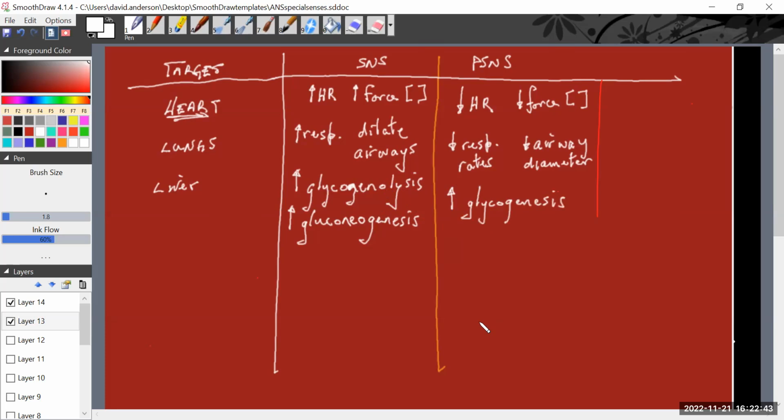Glycogenesis. Do you guys remember these terms? I mean, you don't really remember the definitions for them, but you remember the terms? Yes. Okay, it is important.